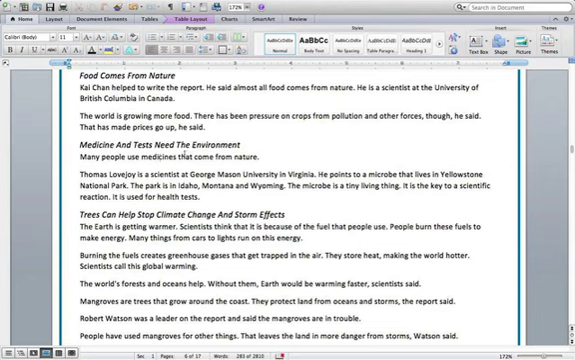Medicine and tests need the environment. Many people use medicines that come from nature. Thomas Lovejoy is a scientist at George Mason University in Virginia. He points to a microbe that lives in Yellowstone National Park. The park is in Idaho, Montana, and Wyoming. The microbe is a tiny living thing. It is the key to a scientific reaction. It is used for health tests.